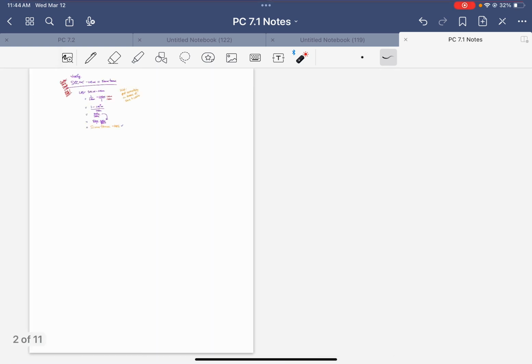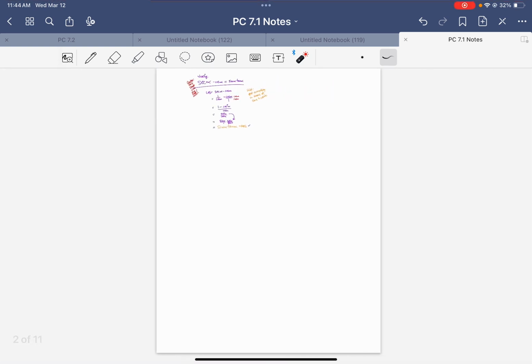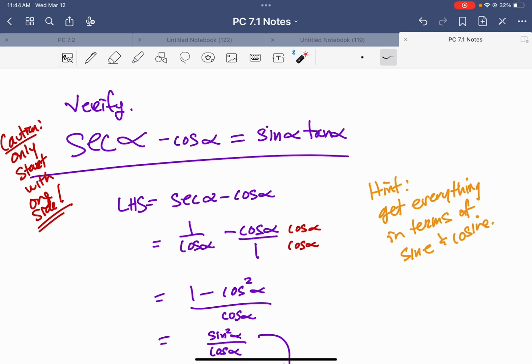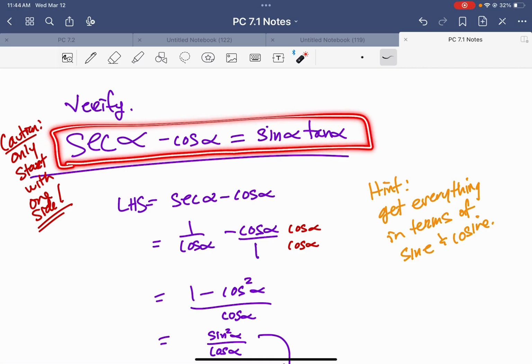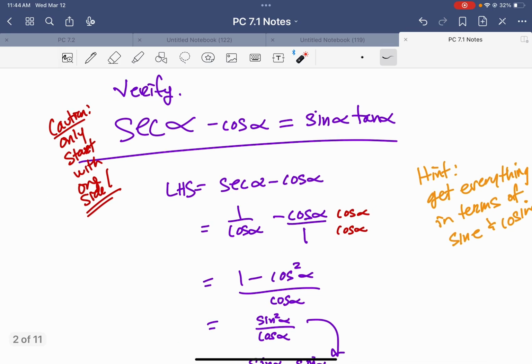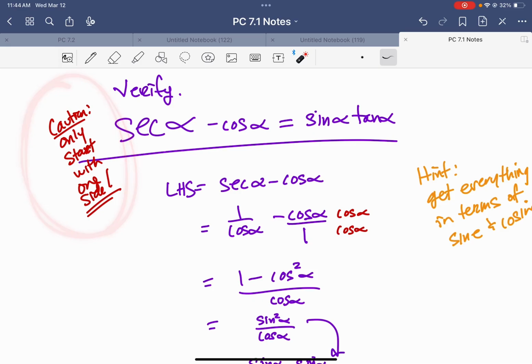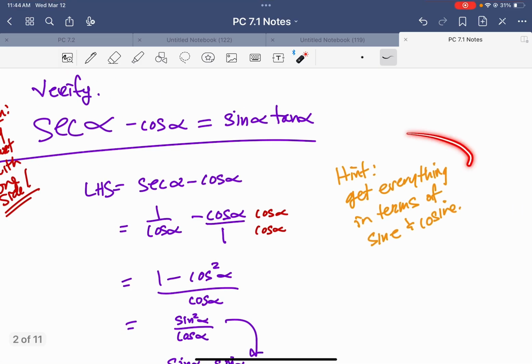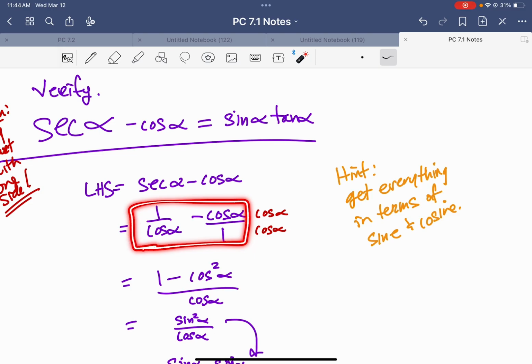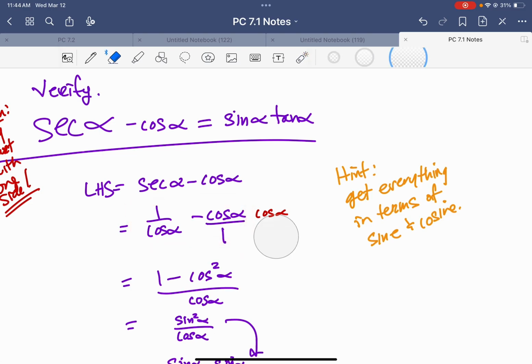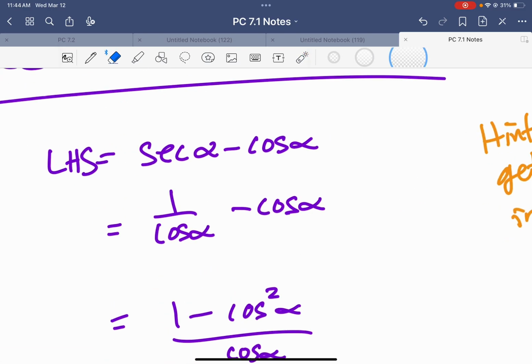So let's see if we can't use our identities to verify things. First thing we're going to verify or prove is that secant alpha minus cosine alpha is equal to sine times tangent. And we remember the really important thing on these is to start with one side. So we start with the left-hand side, secant minus cosine. And we know that one really big hint is to get everything in terms of sine and cosine, or simpler parts. When we do, we get this, and so now everything's in terms of sine and cosine, right?